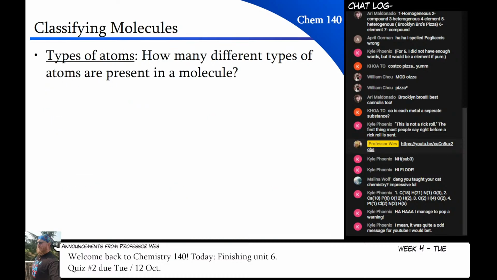And then we can give it a label based on the types that are present. Is there only one type, which would be homoatomic, or are there different types, which would be heteroatomic?